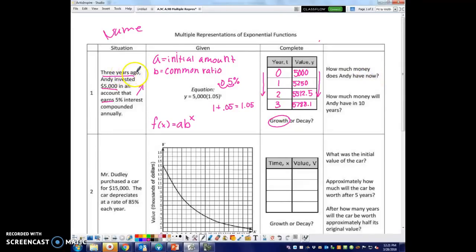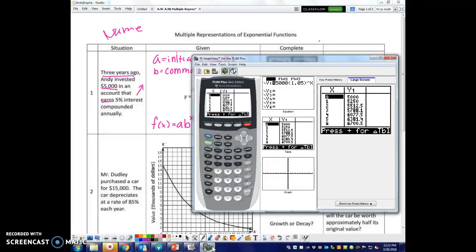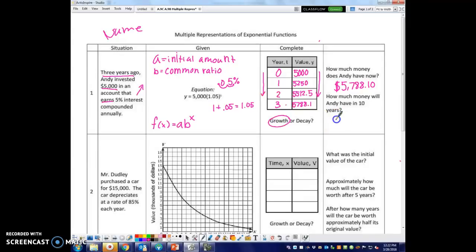Well, this happened 3 years ago. So after 3 years, how much will he have? $5,788.10. How much money will Andy have in 10 years? So we found 3. So let's go back to our table on our calculator. Find 10 years. There it is. $8,144.50. All right? Not too hard, right?